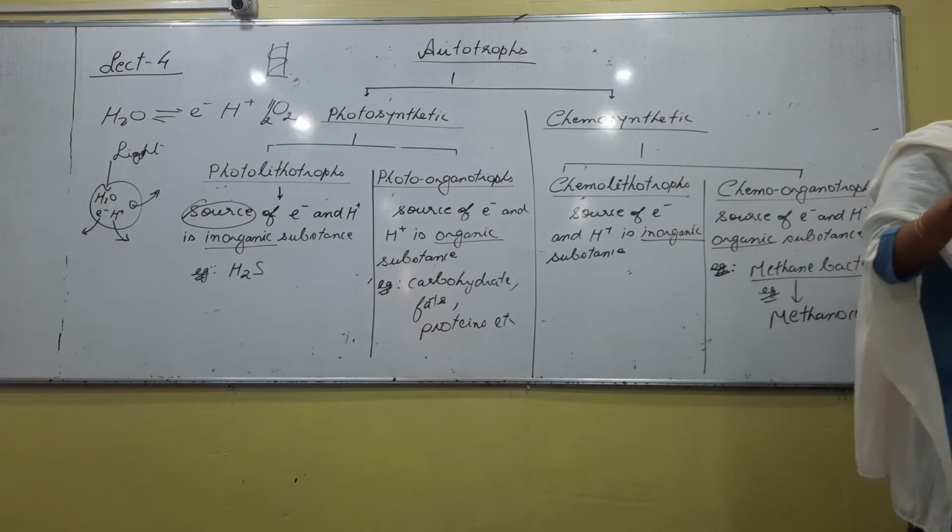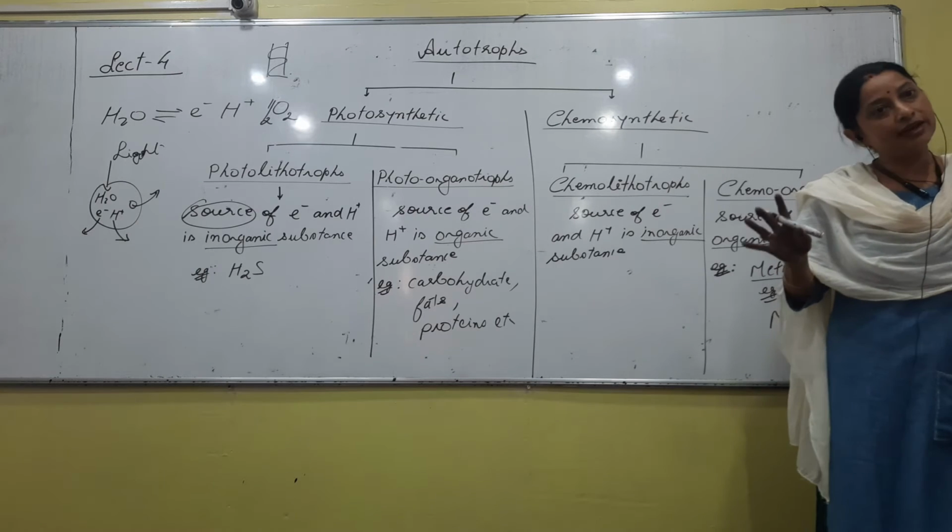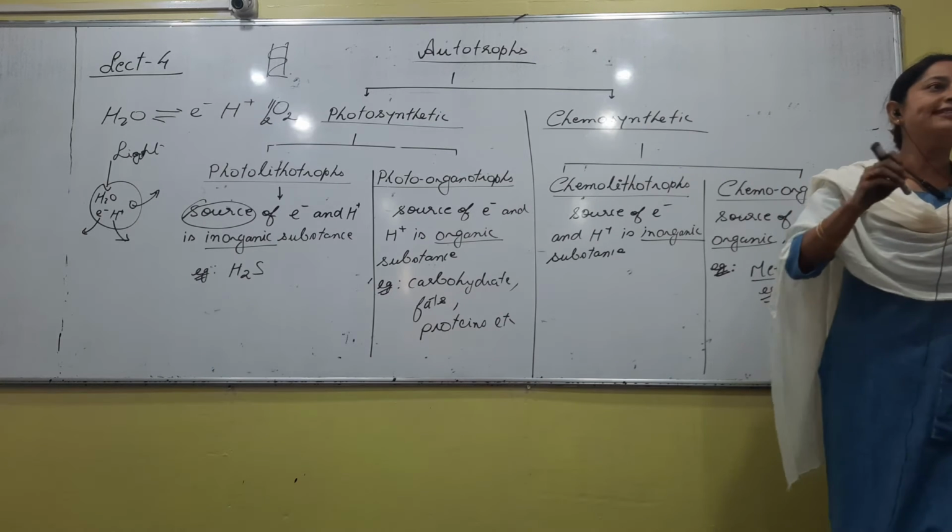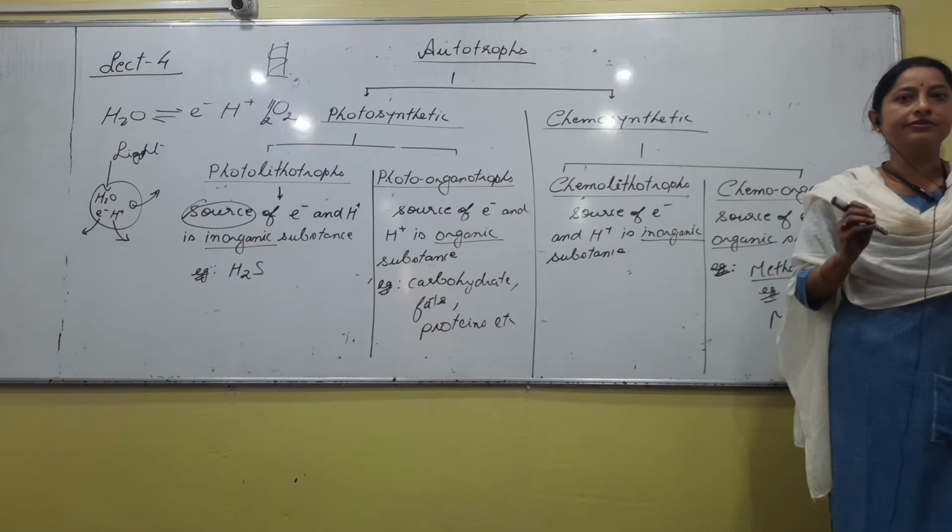Photosynthesis is divided into two reactions, that is light reaction and dark reaction, right? This is something that we know. What happens in the light reaction? What happens in the dark reaction?